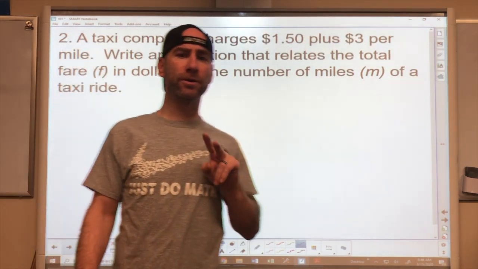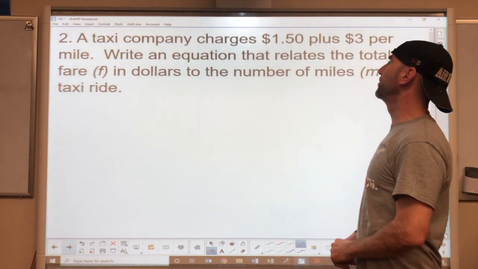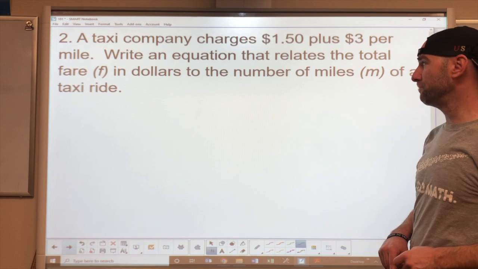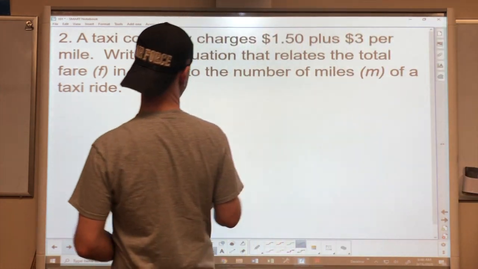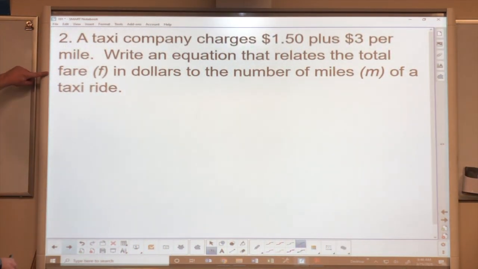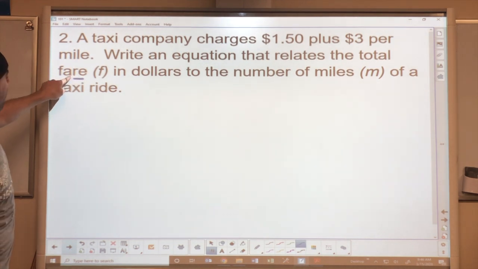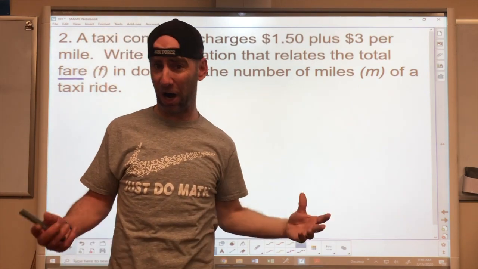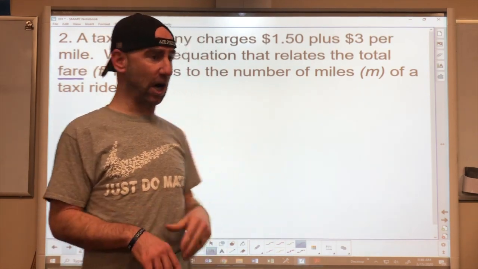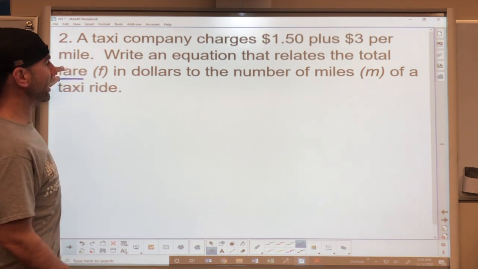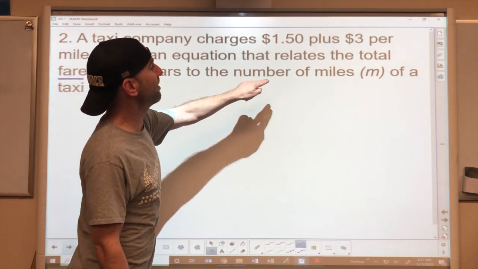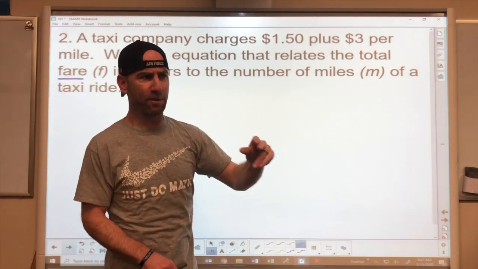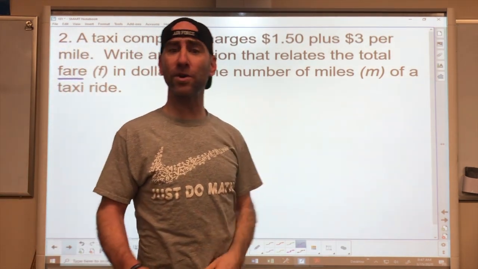Okay, numero dos. A taxi company charges $1.50 plus $3 per mile. Write an equation that relates the total fare. Now, this word right there is a fancy word for saying how much does the taxi cab ride cost. So that's the fare, how much does it cost. So we're going to relate the cost to the number of miles of a taxi ride. It makes sense. The farther you go, the more you're going to have to pay.